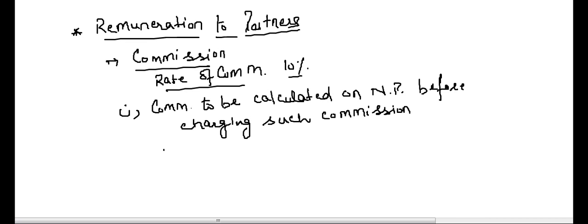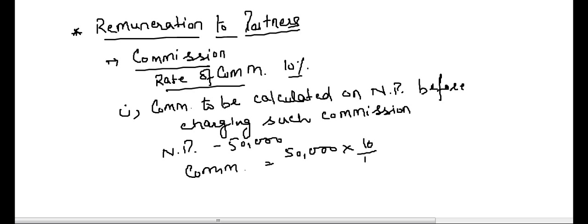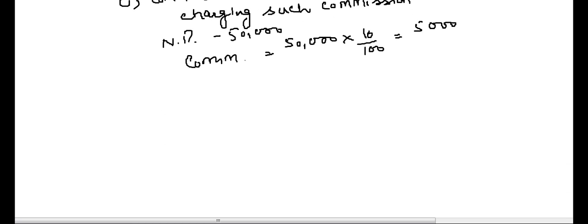So if I have a net profit of 50,000, what will be the commission? Commission will be 50,000 into 10% straight away. That is 5,000. Clear? This is the first case. Commission is to be calculated on net profit before charging such commission. Now, second case.